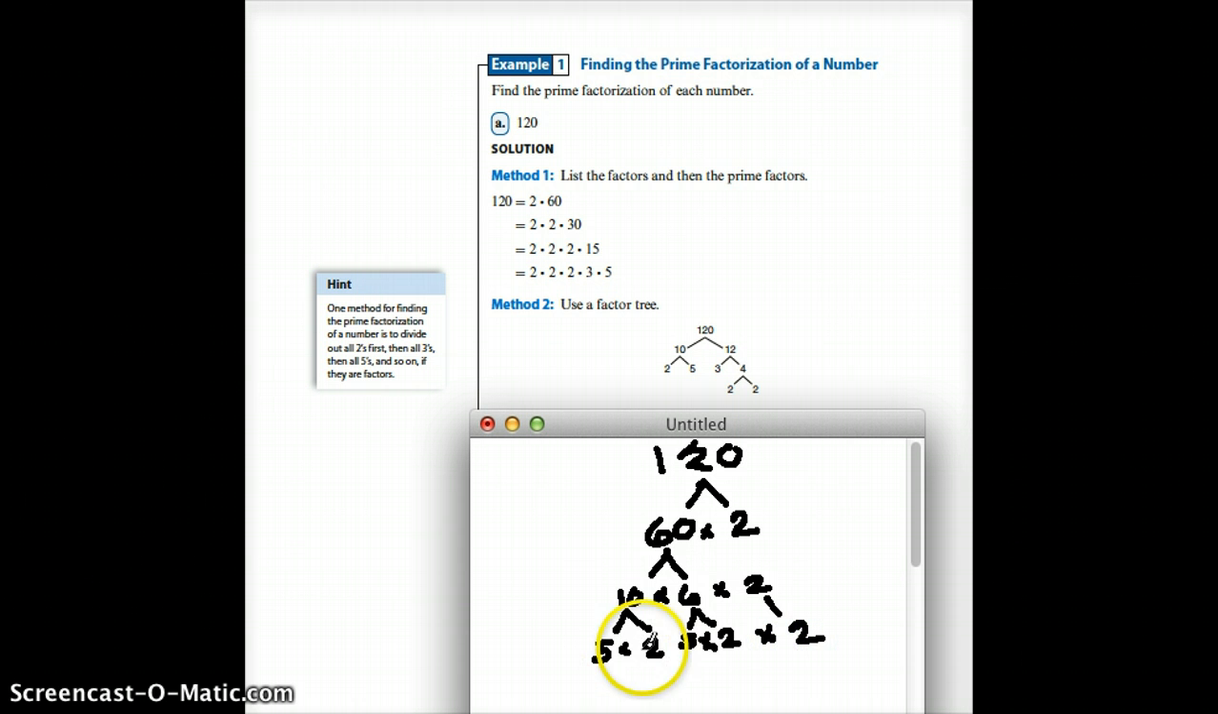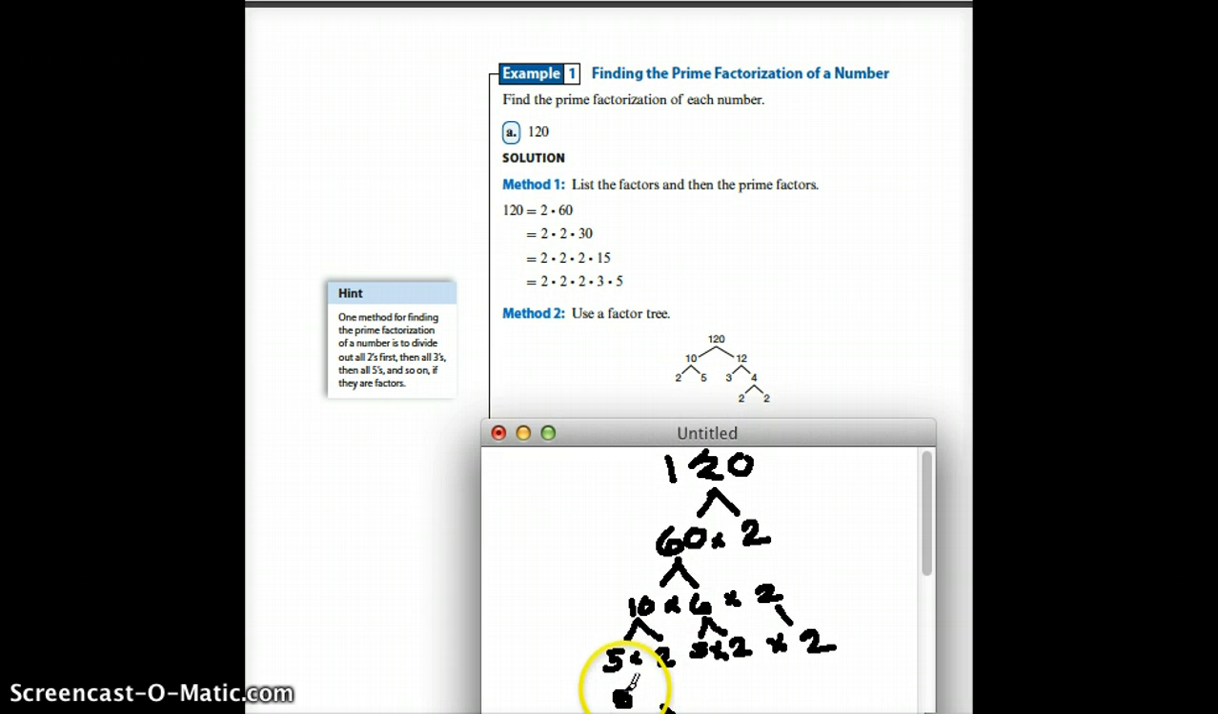So our factors are 5. Let's try that again. 5. We have a 2. We have a 3. We have another 2, and we have another 2. If you look, that's exactly what they have for their factors. They have 2 times 2 times 2 times 3 times 5, or three 2's, and then a 3 and a 5. And that's exactly what I have.